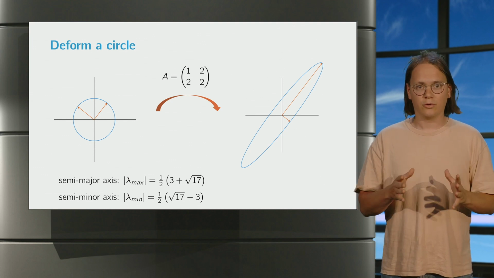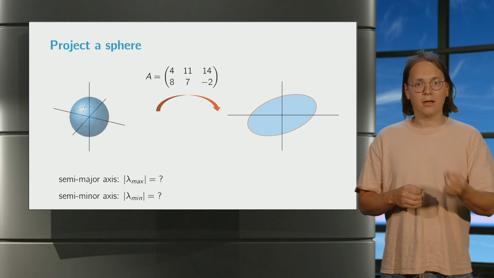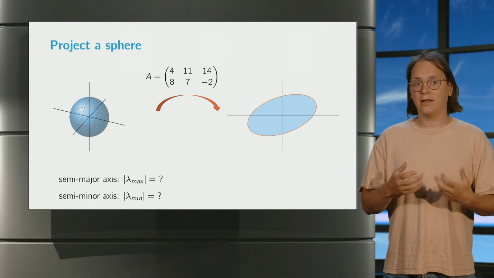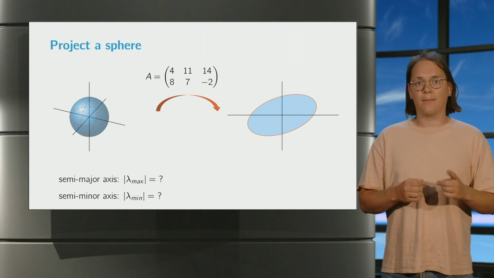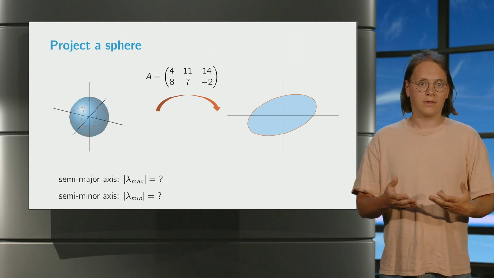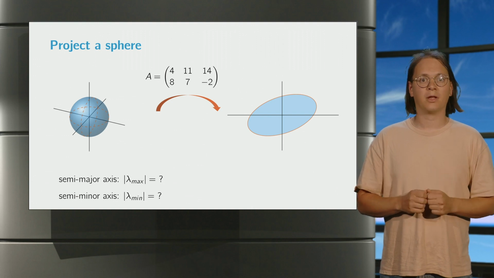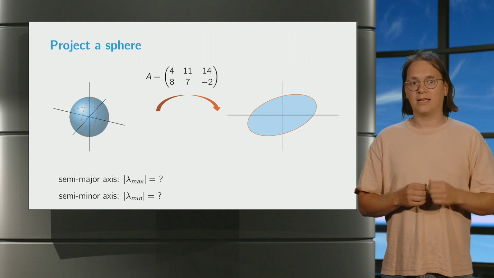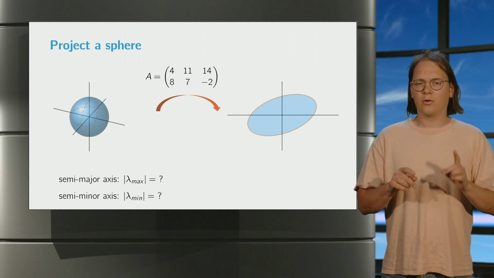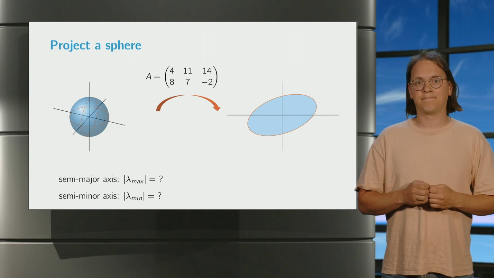Instead of a unit circle, we'll start with a unit sphere. When we then apply the linear transformation with standard matrix A, we obtain again an ellipse, but this time also the interior points. One way to think about this is that the linear transformation represents the casting of a shadow. Again, we are interested in exactly what ellipse we are looking at here. In particular, we want to know the lengths of the semi-major and semi-minor axes.